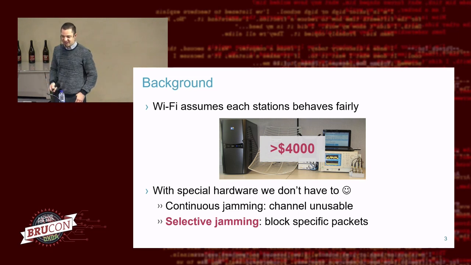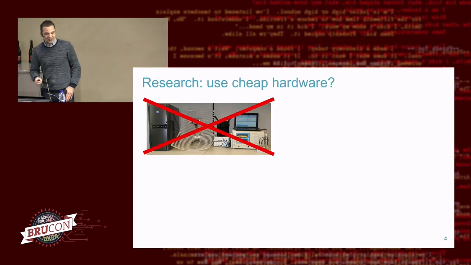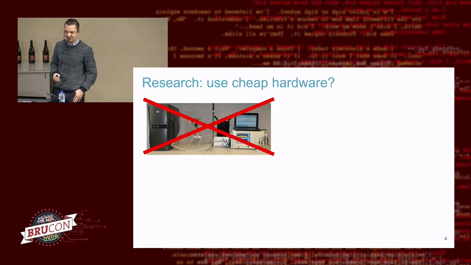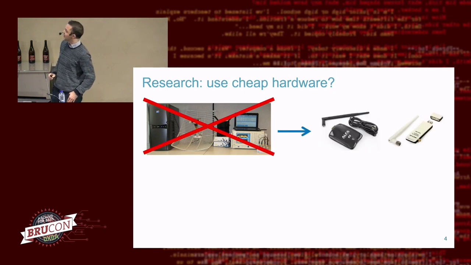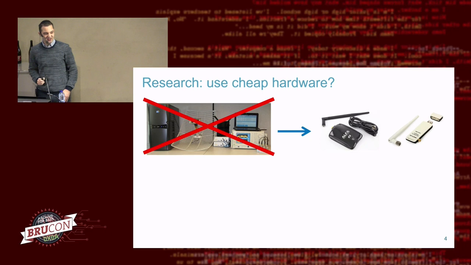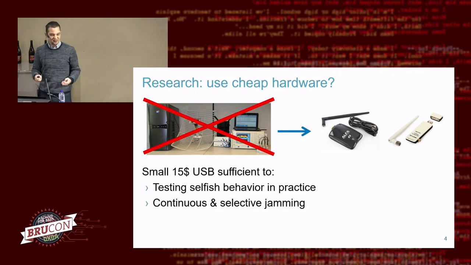Unfortunately, our contribution here is that it turns out you don't need this fancy equipment to carry out these attacks. What we did instead is we got these rather cheap USB devices, and it turns out that using them we can implement this selfish behavior where we can let a Wi-Fi client transmit instantly. We can even implement the continuous jammer, and the most surprising result here, we can also implement this selective jammer, which is able to jam only specific Wi-Fi packets.